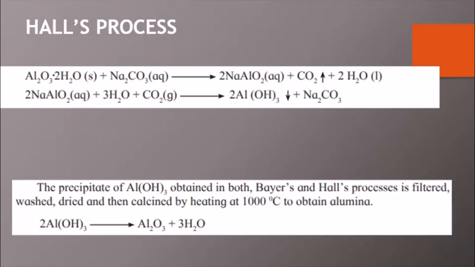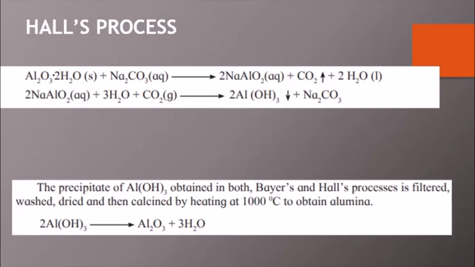The other impurities present in the ore can be filtered out, and the filtrate that we get is then neutralized by passing carbon dioxide gas, and the result is aluminium hydroxide. So in both processes, Bayer's process and Hall's process, the end product that we get is nothing but aluminium hydroxide.